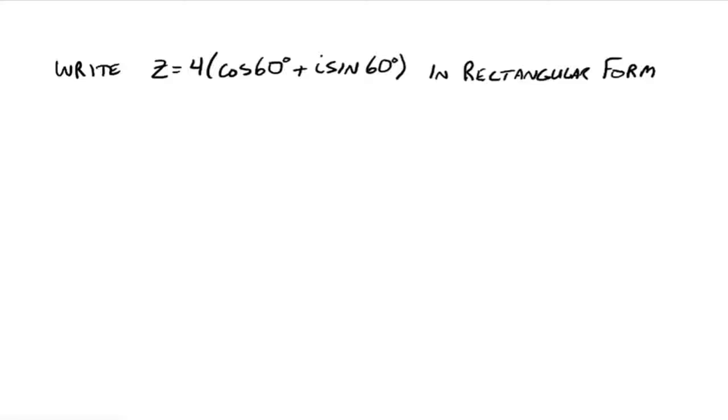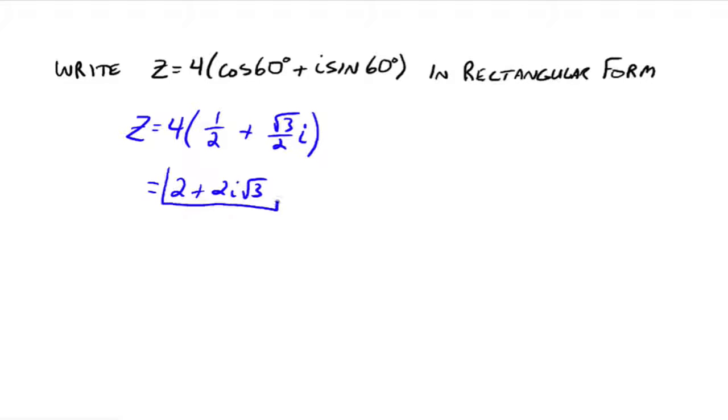All right, so now let's try this one. Let's write z equals 4 times cosine 60 degrees plus i sine 60 degrees into rectangular form. Well, to do that, you just kind of do it. So z equals 4. What's the cosine of 60 degrees? Well, it's a half. And what's the sine of 60 degrees? Well, it's the square root of 3 over 2. So z is equal to 2 plus 2i radical 3. That would be its rectangular form.